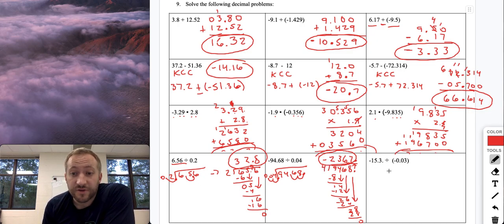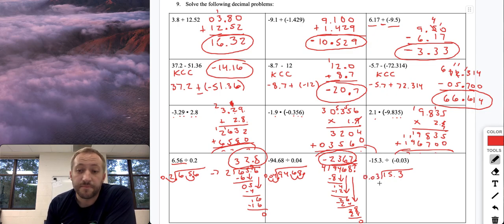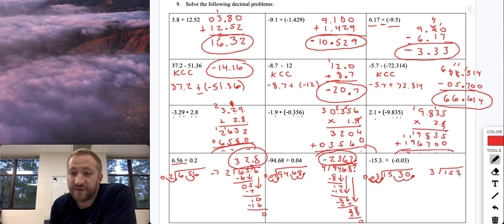First number goes in the division box, 15.3. Second number goes on the outside, 0.03. So, looking at this, the number on the outside is a decimal, but we can't have that. We've got to make it a whole number. So, whatever I do on the outside, I do on the inside. I moved it 1, 2. I'll move this one, 1, 2. Hey, there's no number here. Whenever that happens, add a 0. So now, my new problem is 3 into 1,530.